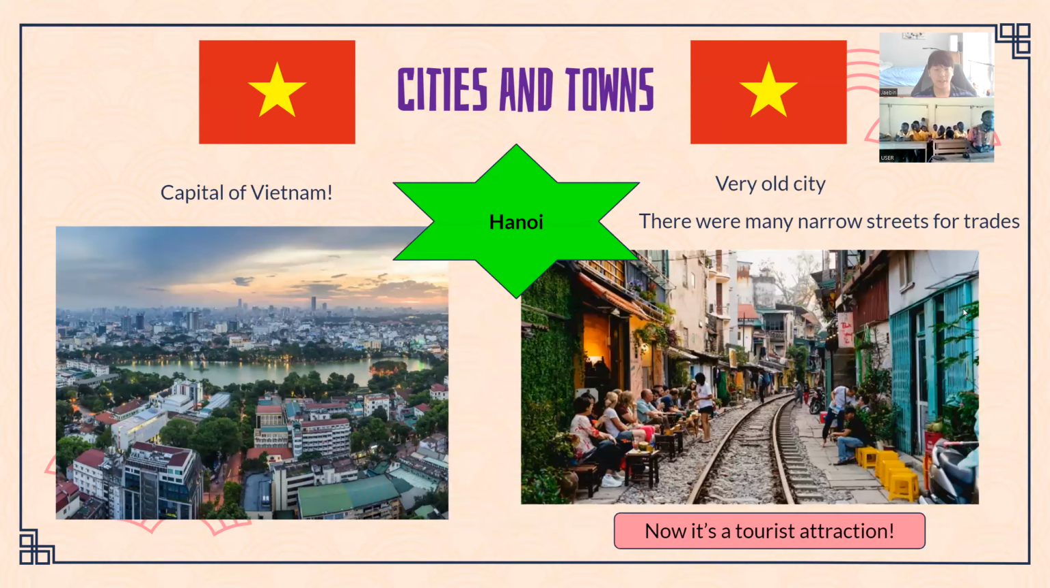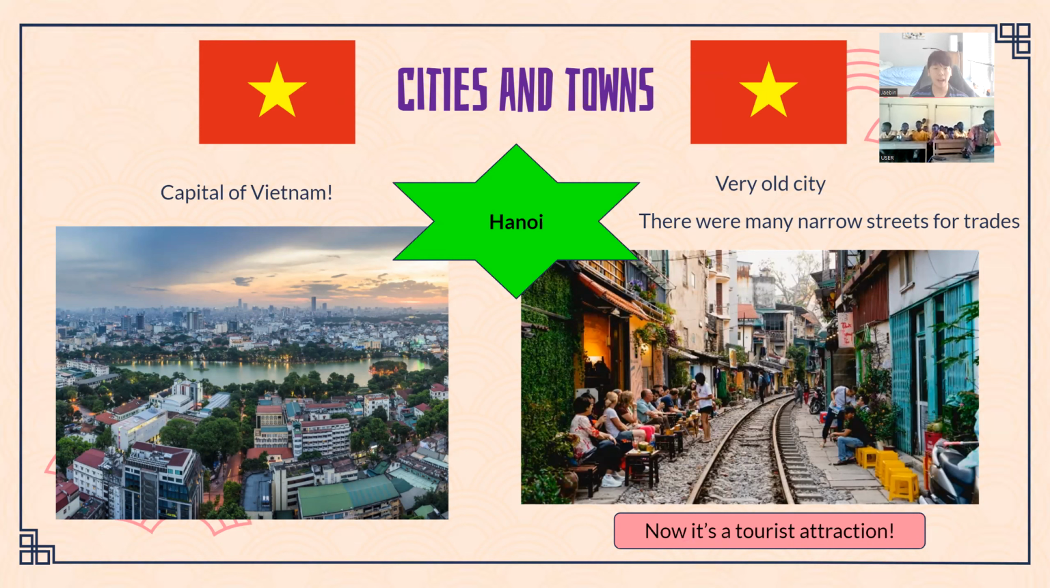Okay, that's it for the clothes. And now talking about the cities and towns. This is what really makes Vietnam stand out from other countries, in my opinion. It's not famous for its religious beliefs. It's more famous for its cities and towns.